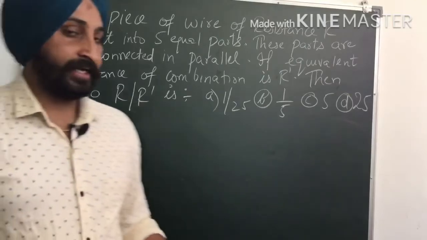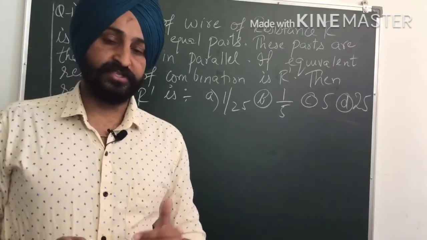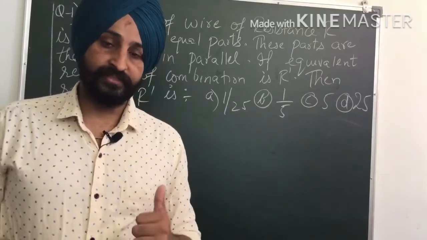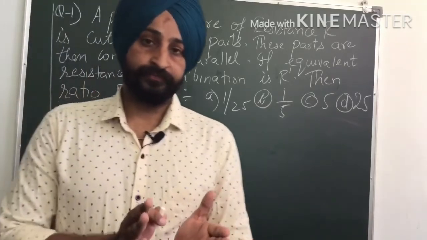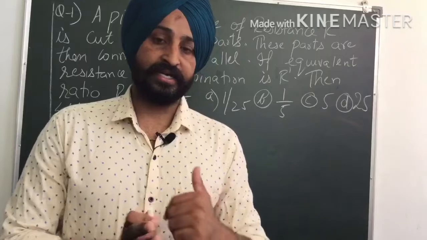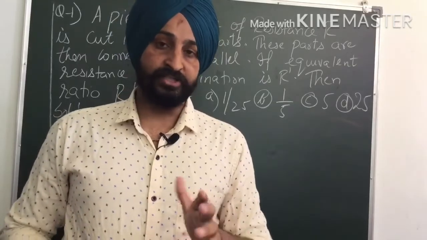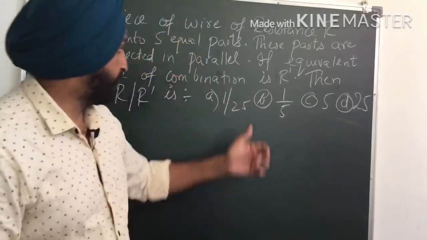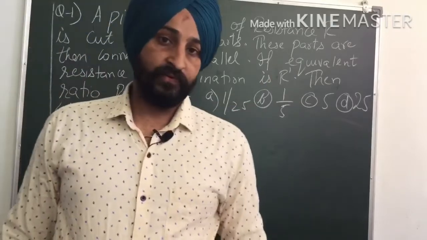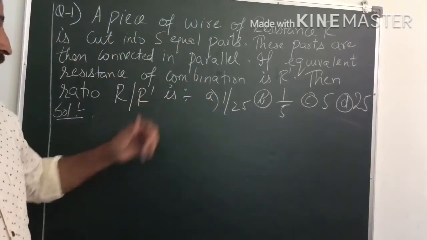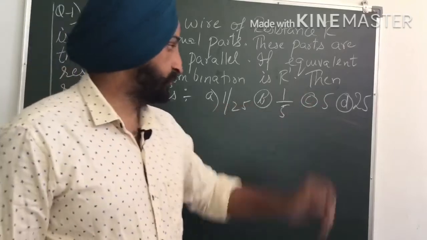Here we are given that you have a wire whose resistance is R, and when this wire is cut into 5 equal parts and these 5 equal parts are connected in parallel, the resistance of the equivalent circuit becomes R dash. Fine. And what is the ratio of R and R dash? They have given us these four options.